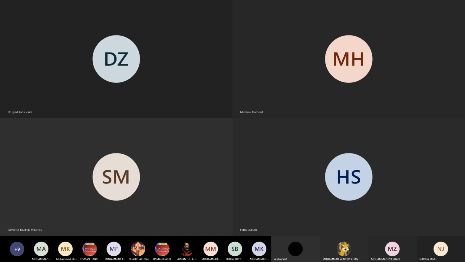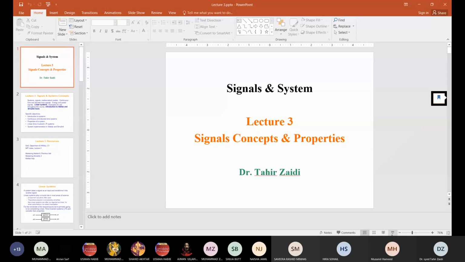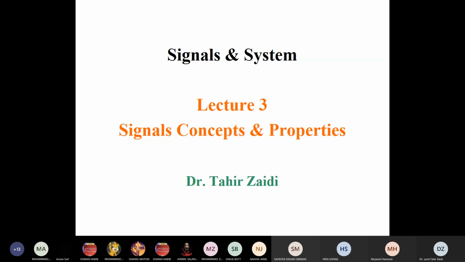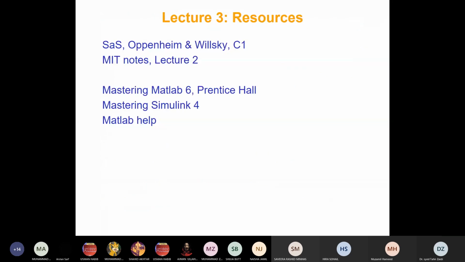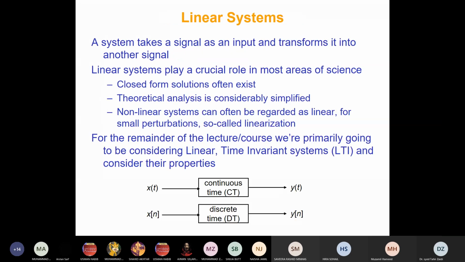Okay, slide set number 3. And in this slide set, we are going to talk about systems. So we saw a few things about signals in the previous slide set. And here we are going to talk about systems. And we'll start from very basics. And again, you can see that the initial few slides talk about all the topics we are going to cover in this slide set, and also refer to the relevant sections that will be there.